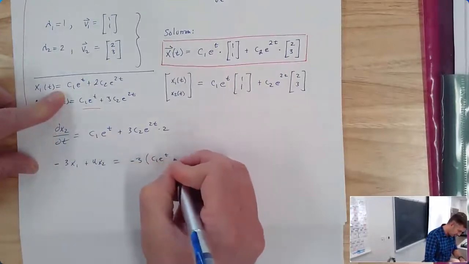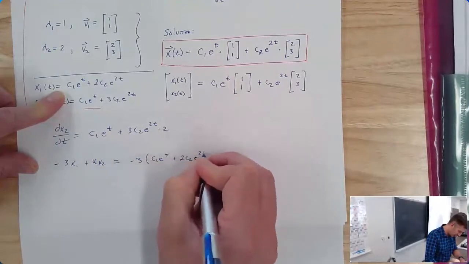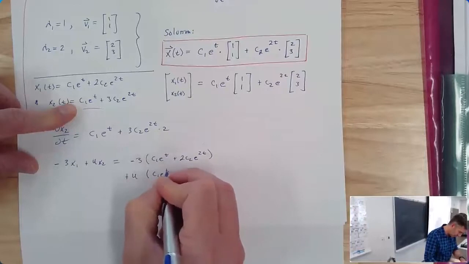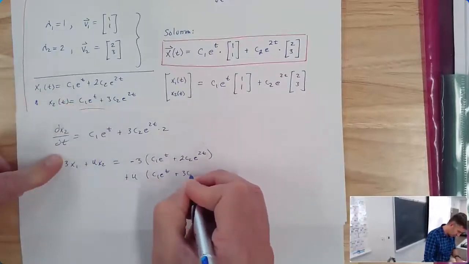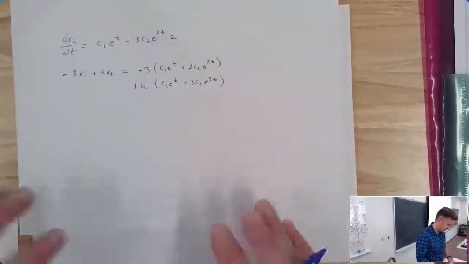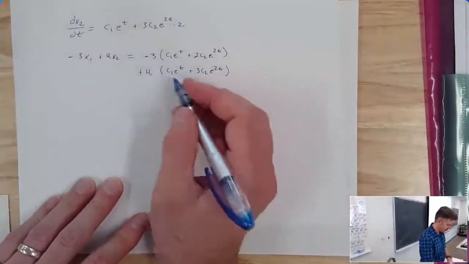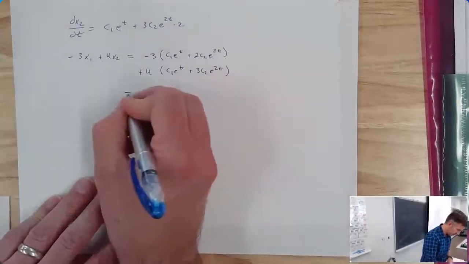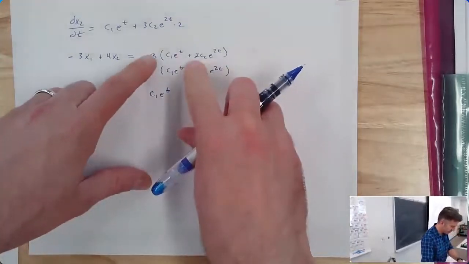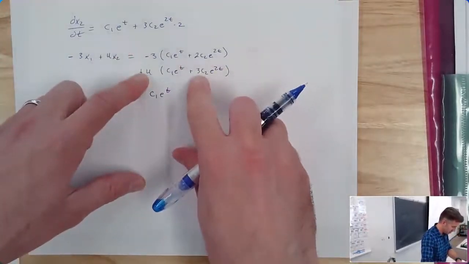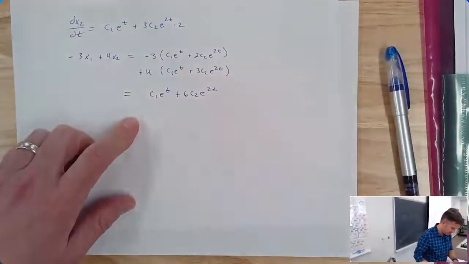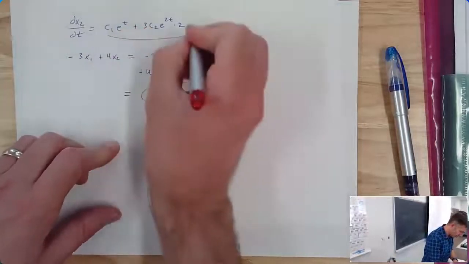to the t plus 2c2 e to the 2t, plus 4 times c1 e to the t plus 3c2 e to the 2t. And adding things together, I'm going to get, let's see, negative 3c1 e^t plus 4c1 e^t is going to give me 1c1 e^t. And negative 6c2 e^(2t) plus 12c2 e^(2t) is going to be plus 6c2 e^(2t). And these two things are indeed the same as each other.